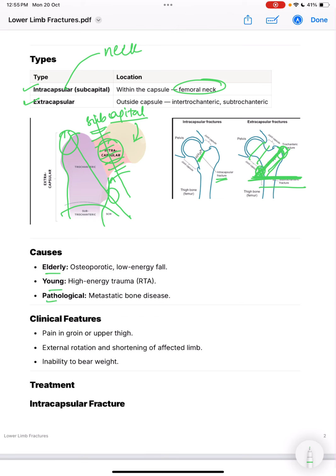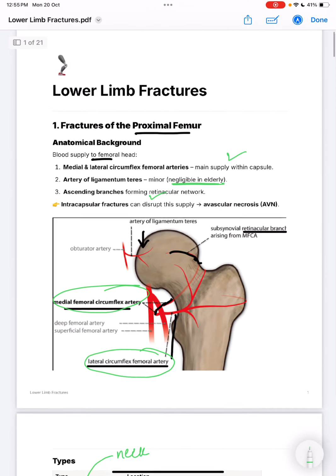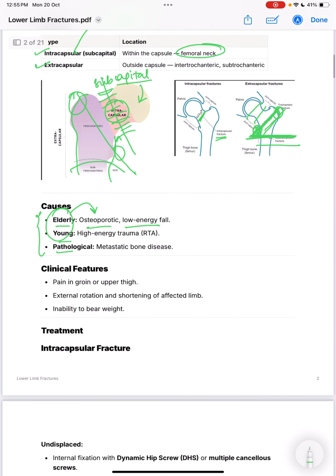So what are the causes? The causes depends on the etiology or the age group. So हमारे पास जो elderly and young है, इसमें difference क्या है कि elderly को generally osteoporosis होता है और low energy fall के साथ होता है, which is what happened to my nano. तो osteoporotic वो हैं, and so she had a low energy fall, which is why she fractured the neck of her femur, ठीक है? The proximal femur. And then young में high energy trauma होता है. क्यों? Because the bone is strong in young people, right? So when the bone is strong, you need high impact, ठीक है? And pathological is अगर metastatic bone disease है, right? So there's a bone disease, metastasize कर गया है, so now this is what leads to pathological fractures, right?